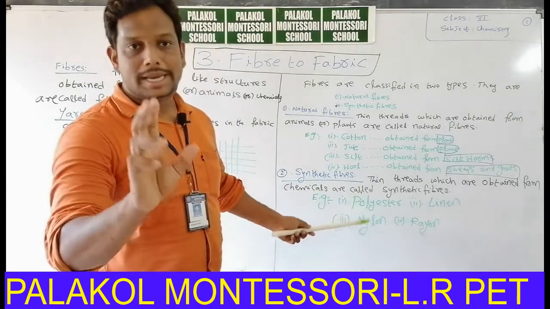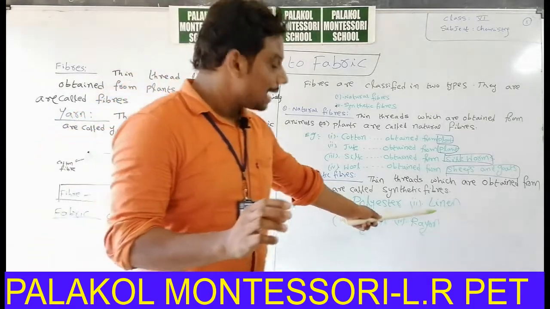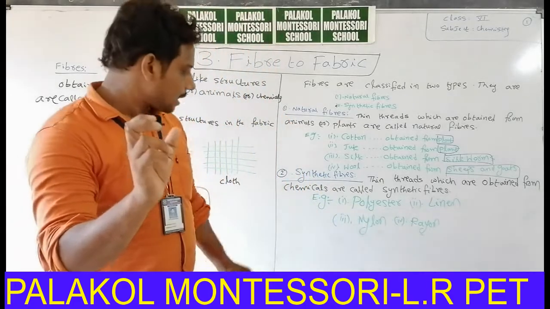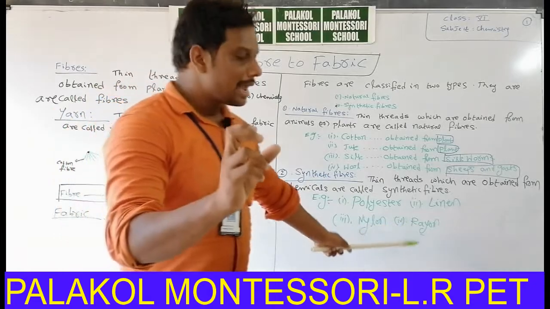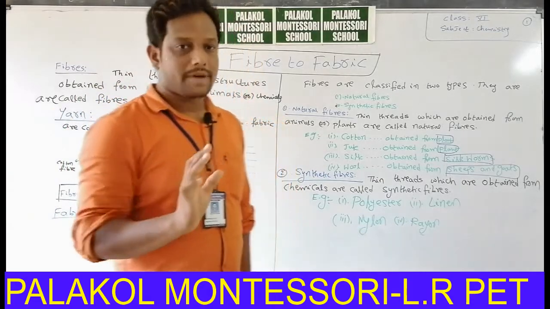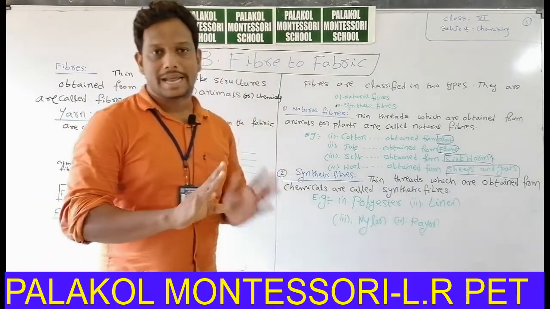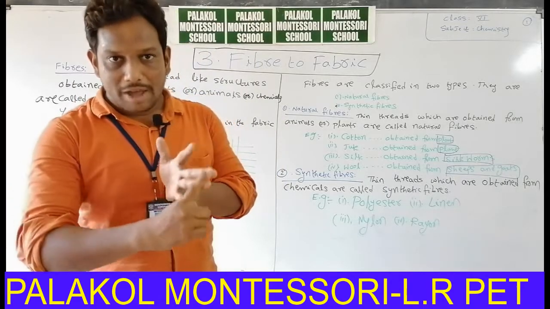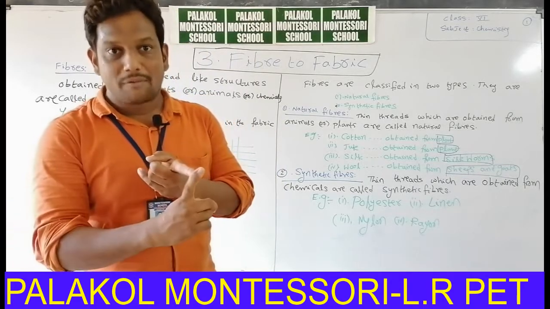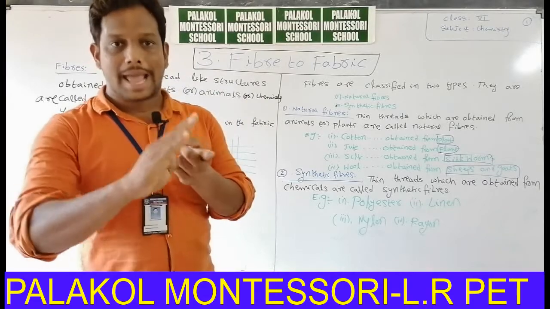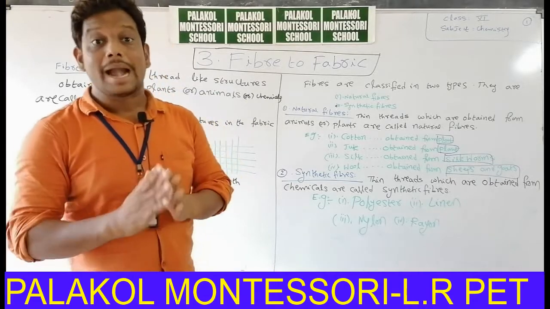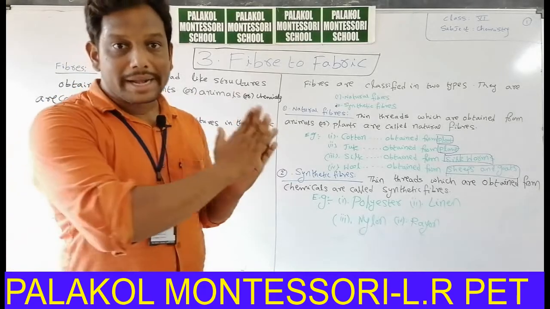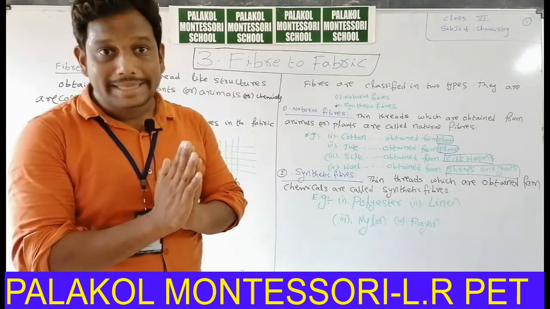First, polyester is an example of a synthetic fiber. Linen is an example of a synthetic fiber. Nylon is also an example of a synthetic fiber. Rayon is also an example of a synthetic fiber. Up to now we discussed the definition of fiber, the definition of yarn, the definition of fabric, and the classification of fibers into synthetic fibers and natural fibers. Now I will explain different types of materials made from different types of synthetic fabrics.